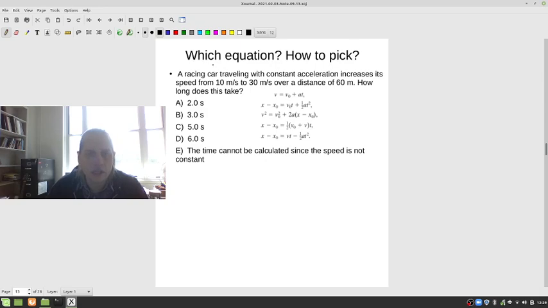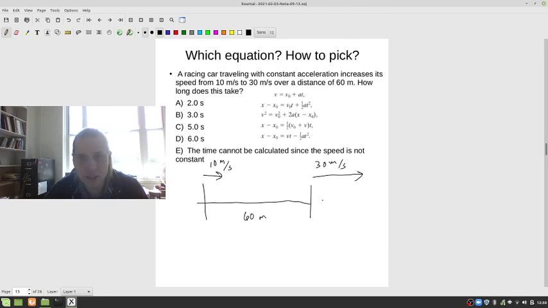Okay, so let's tell a story and then try to pick out an equation that's going to give us the answer we need. All right? So here's the story. We've got a racing car traveling with a constant acceleration, increases its speed from 10 meters per second to 30 meters per second. Okay, so it's speeding up over a distance of 60 meters. Okay, so it's going more slowly here, and it's going more quickly over here. How long does this take?